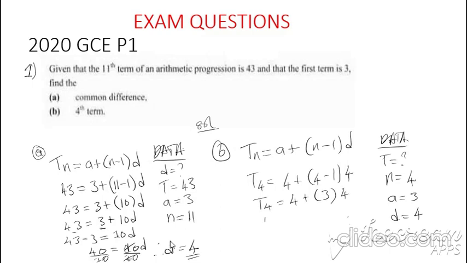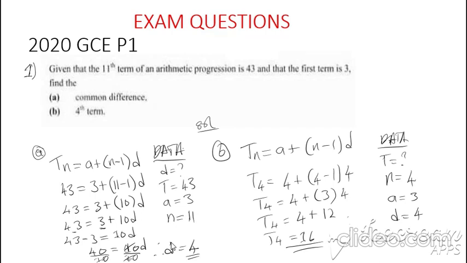And then what do you do here? You just have to multiply. So what is 3 times 4? That's 12, like that. Then maintain. The fourth term is equal to, what is 12 plus 4? That is 16. So 16 is our final answer, just like that. As simple as that.